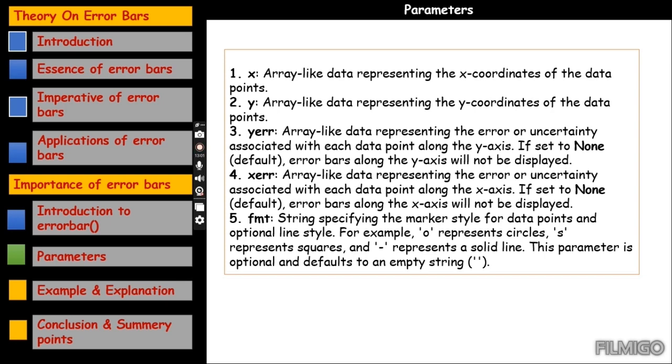fmt: string specifying the marker style for data points and optional line style. For example, 'o' represents circles, 's' represents squares, and '-' represents a solid line.